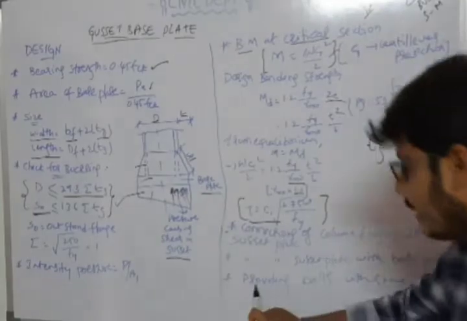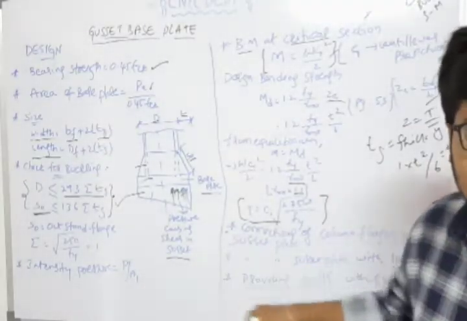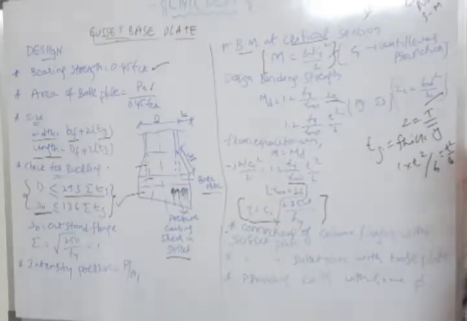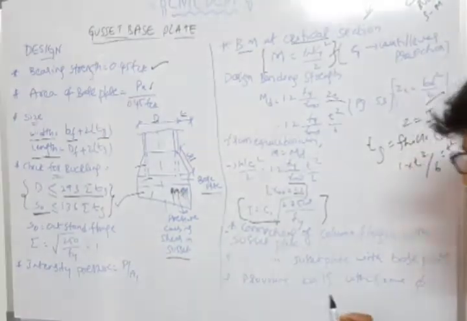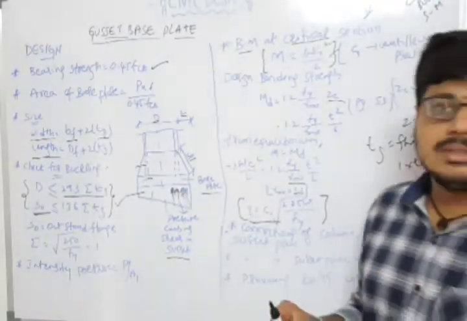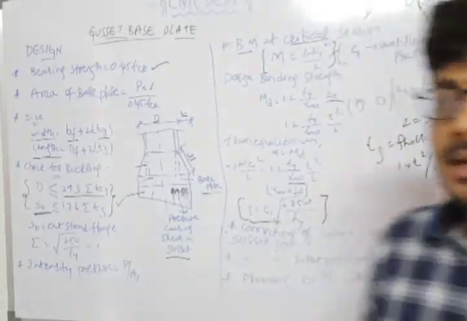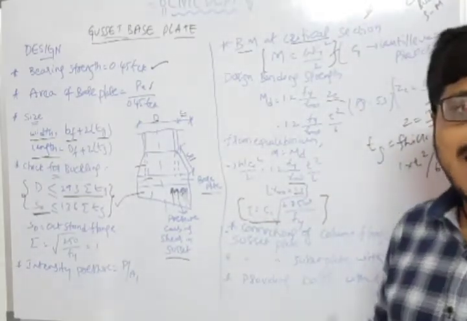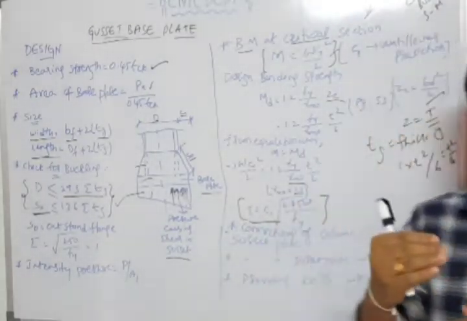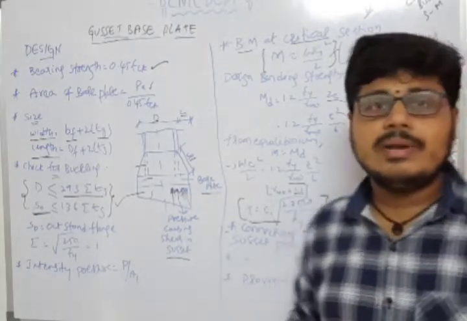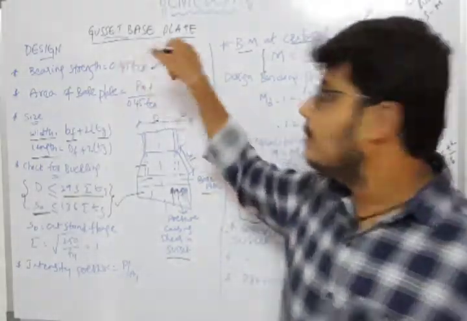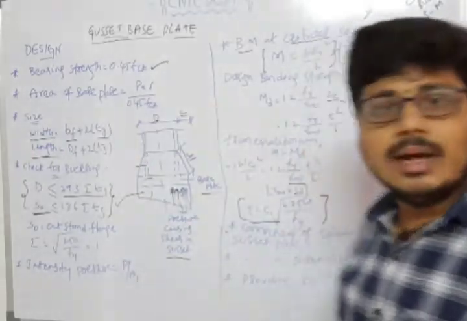And lastly, if they ask to provide bolts or rivets, we provide bolts with some number and some diameter. So this is the gusset plate design procedure. What is a gusset base plate? Where the column carries more load than for a slab base, we take the column foundation as a gusset base plate and design the problem.